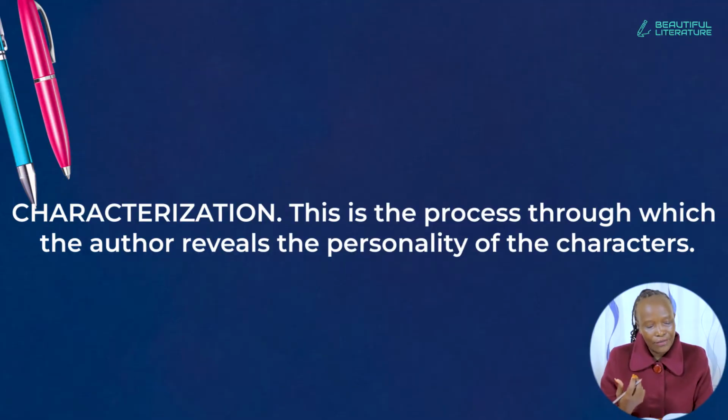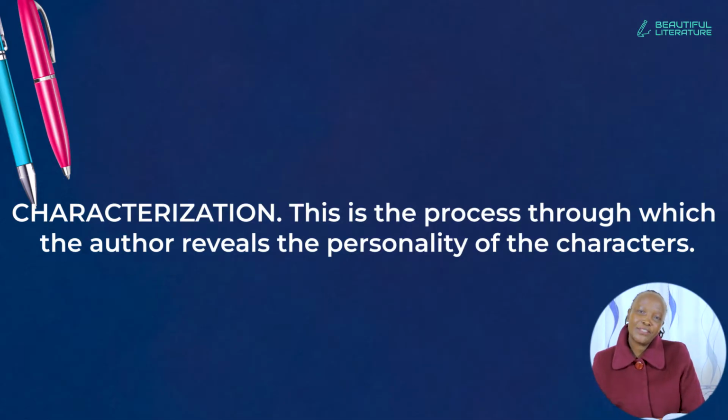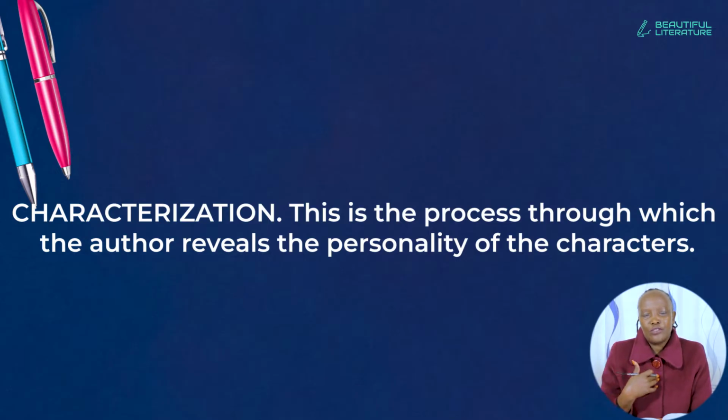Characterization, on the other hand, is the process by which the author reveals the personality of the character. For example, we have a character, Dr. Afolabi, and what kind of a person is he? What is his person? What are his traits? What are his qualities? Now, that is what we call characterization. And so in this video, we are going to look at those characters, and we're also going to look at their characterization. What kind of people are they?